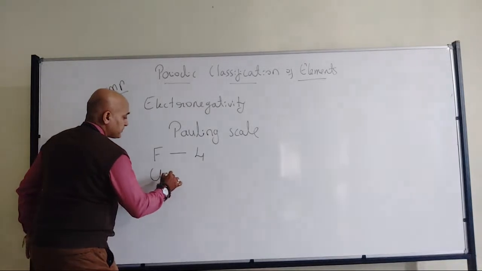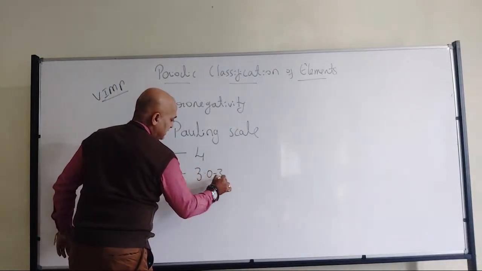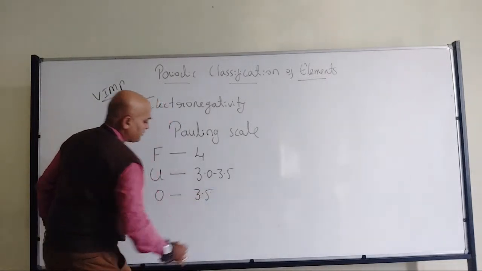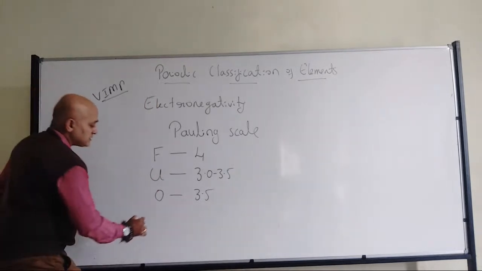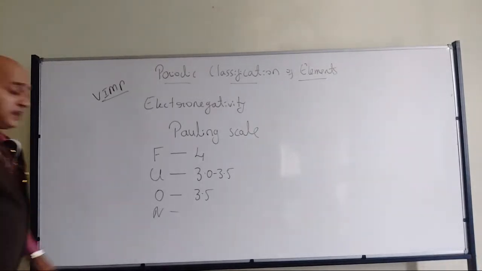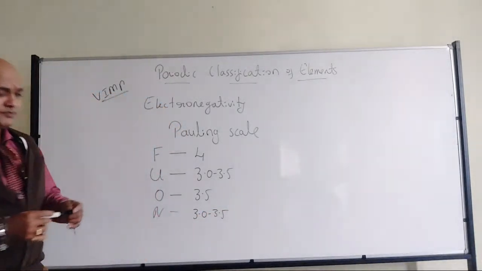If I take chlorine, it is somewhere around 3.3 to 3.5. If I take oxygen, it will be 3.5. If I take nitrogen, it will be somewhere around 3 to 3.5. I am talking about approximate values.